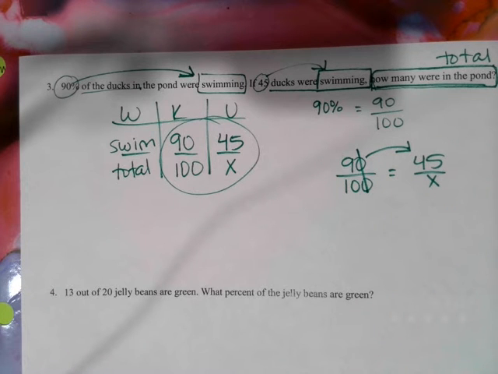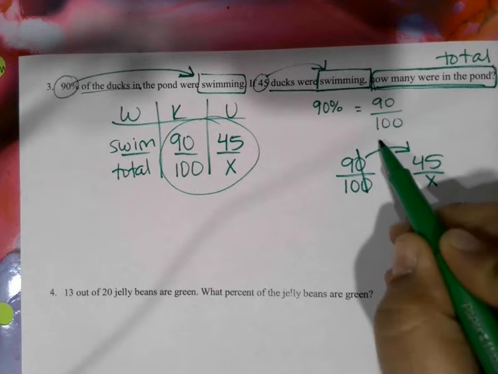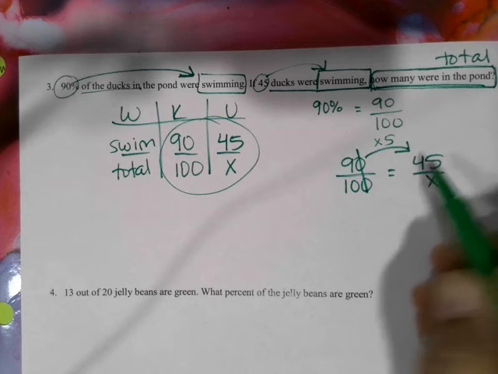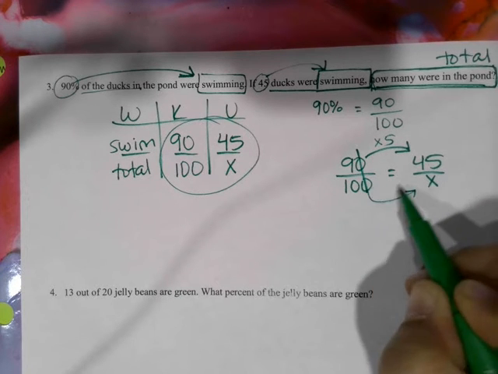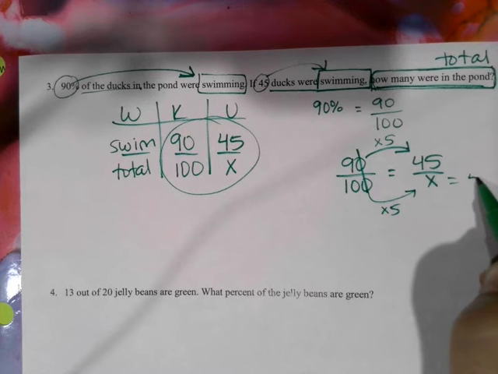I like 9 and 10 much more than 90 and 100. So now I can see from 9 to get to 45, I can multiply by 5. 9 times 5 is 45. So I'm going to do the same thing here. 10 times 5 gives me my answer of 50.